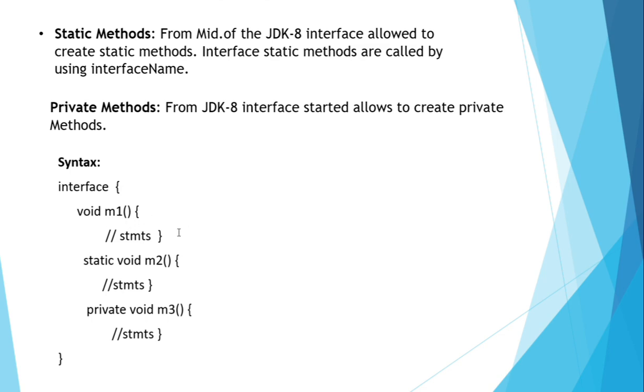This is void M1. This is the public method, and here we can provide the implementation. This is the static method M2. Methods declared using the static keyword are called static methods. This is the private method. Methods declared using the private keyword are called private methods. And also, methods declared using the default keyword are called default methods.